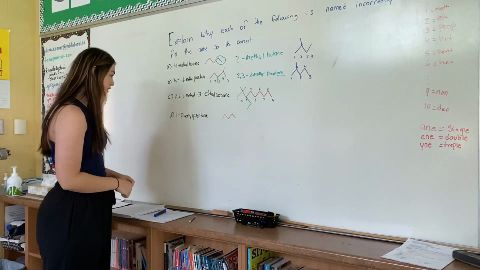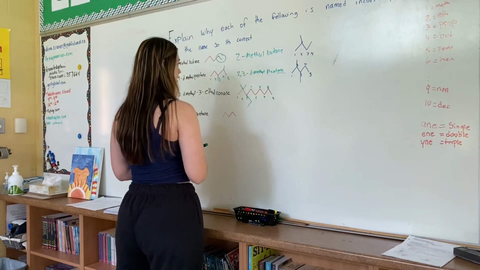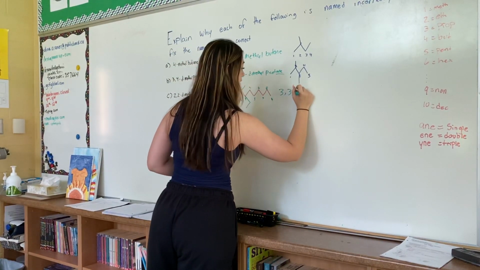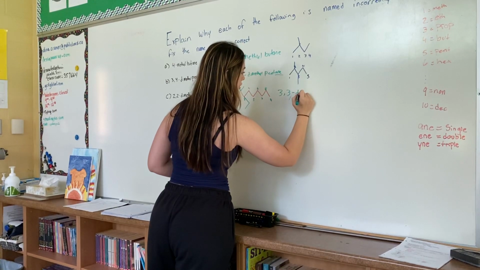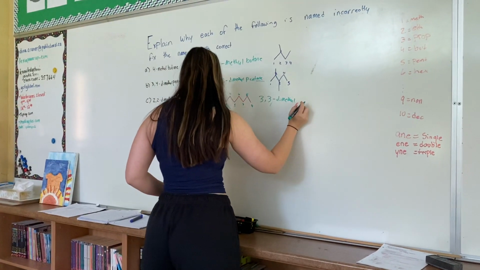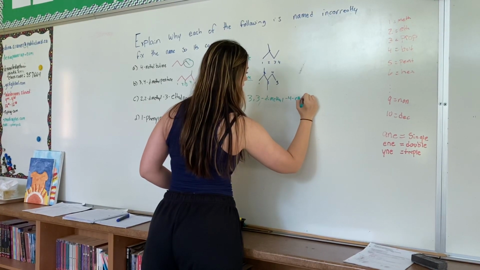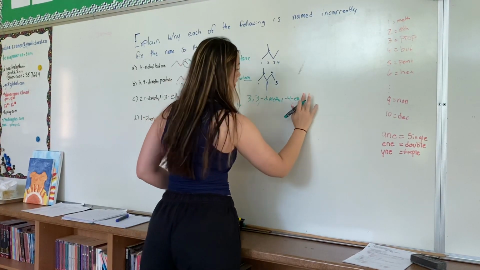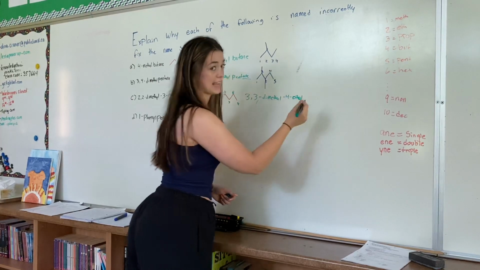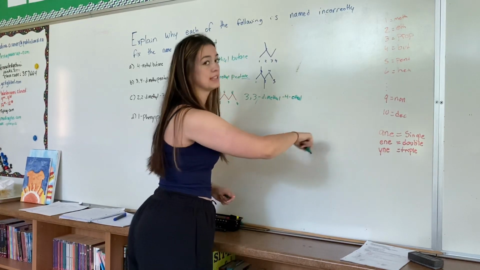So the new name for this one would then be 3,3-dimethyl, because there's 2, 4-ethyl. And then it would be decane because there's 10. So the prefix for 10 is dec, and since it's single bonds, it's ane.